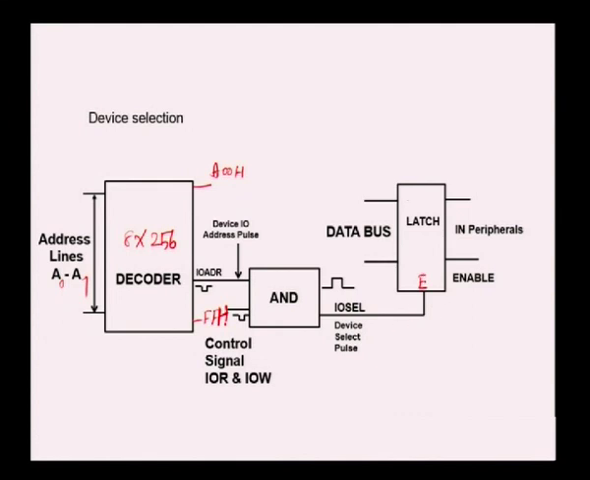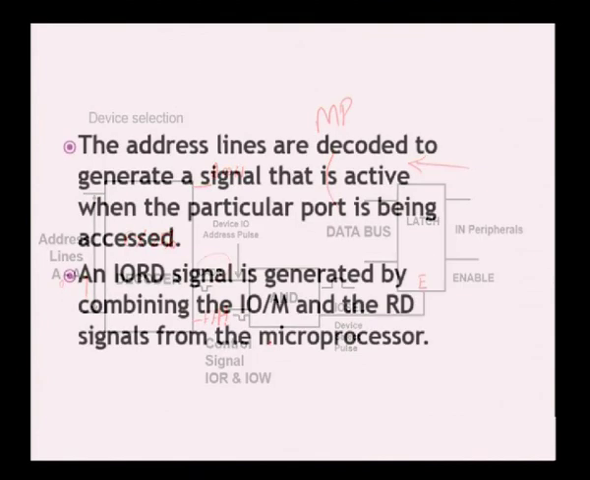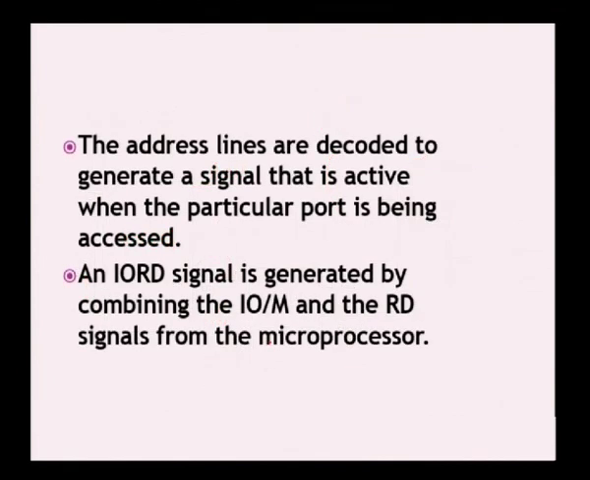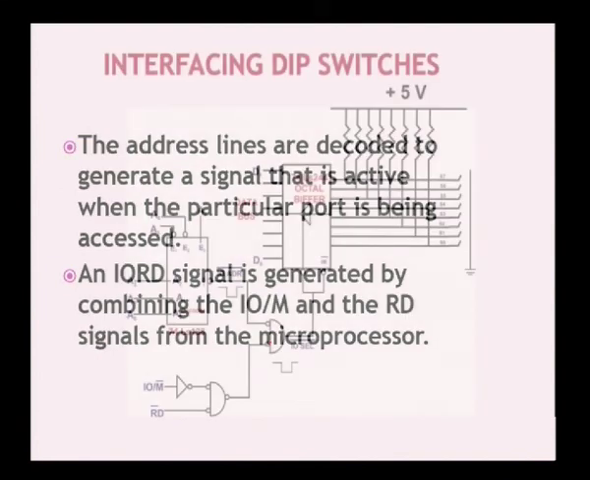Once the latch is enabled, the data available will be transferred. This is the IN instruction. So, from this input peripheral device, the data signal is passed to the microprocessor. This is the device selection. Device selection depends on the IO address and some control signals. The address lines are decoded to generate the signal that is active when the particular port is being accessed. Then the IO read bar signal is generated by the combination of the IO memory bar signal and the read bar signal.